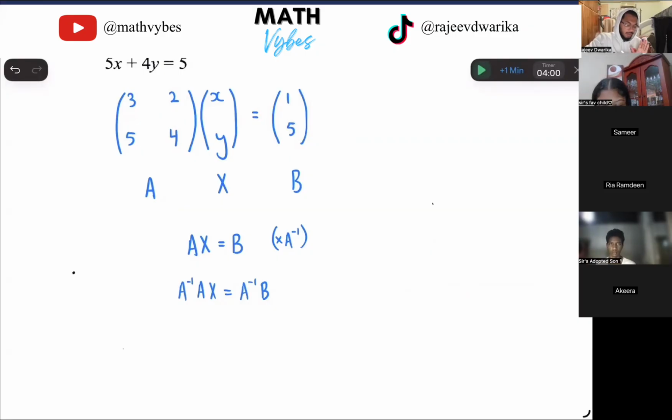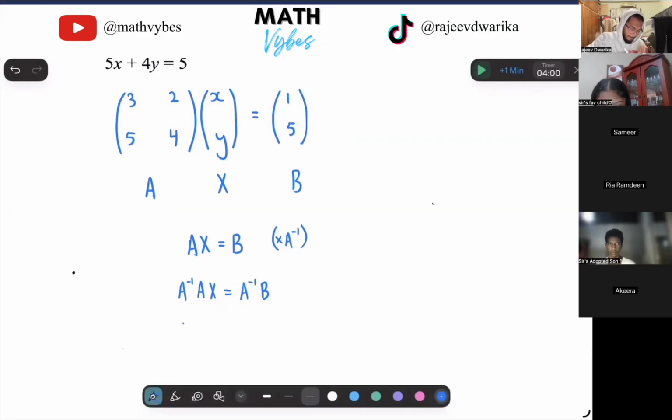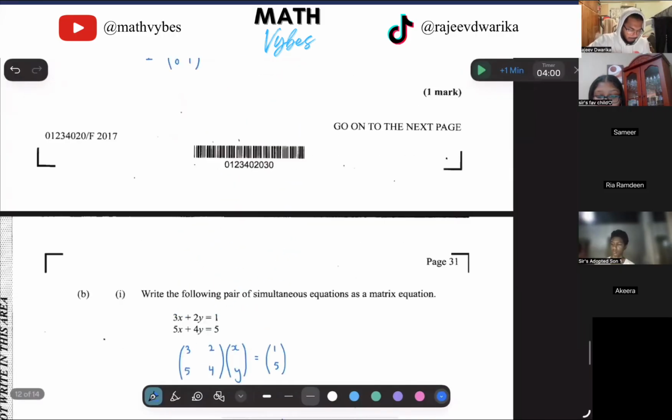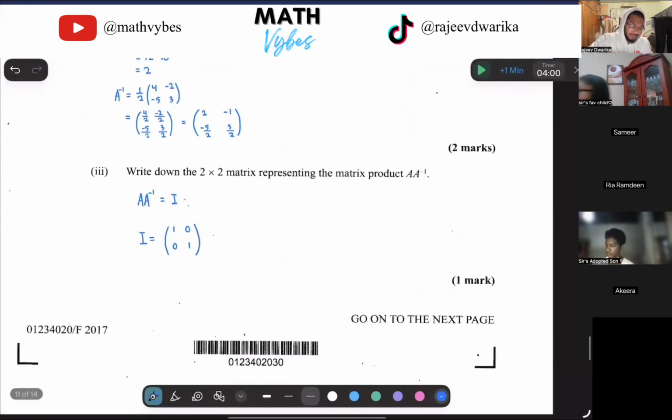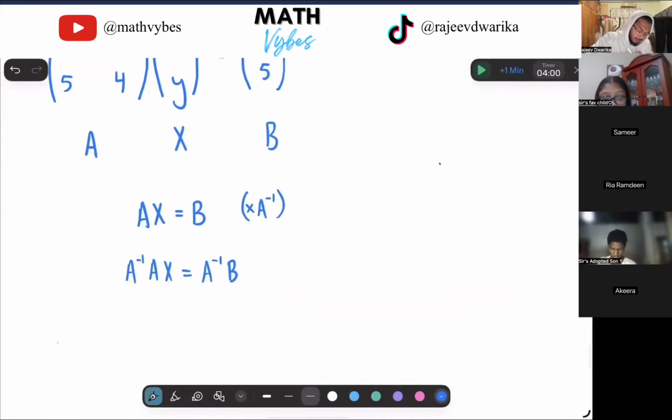Now, Ria, what is A inverse by A? Anytime you multiply the inverse by the original, what matrix do you get? The identity matrix. A by A inverse or A inverse by A gives you the identity matrix. Remember that anytime you multiply the inverse by the original, you get the identity matrix.